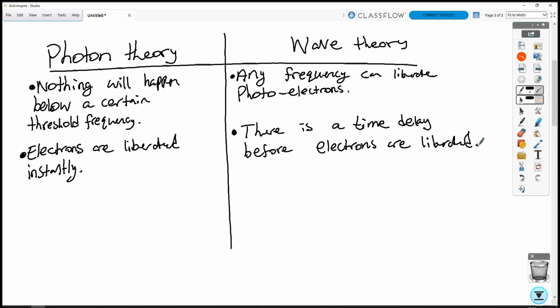What actually was shown in the experiment is that it happened instantly, and it only happened for a minimum frequency called a threshold frequency or above. So this happened in real life, this happened in real life, this did not happen, this did not happen.